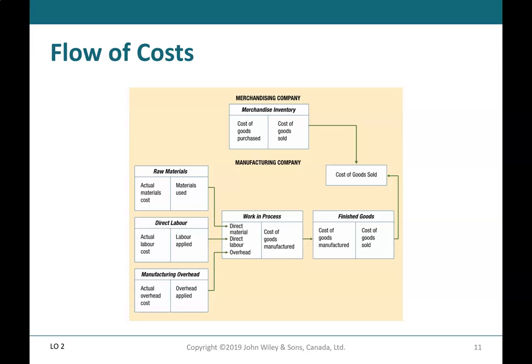If you're a manufacturing company, you have raw materials, direct labor, manufacturing overhead. In your work in process, you have the direct materials and direct labor and applied overhead. Then you have your credit to cost of goods manufactured. That goes into finished goods as a debit, and then you credit finished goods and debit cost of goods sold once it's sold.